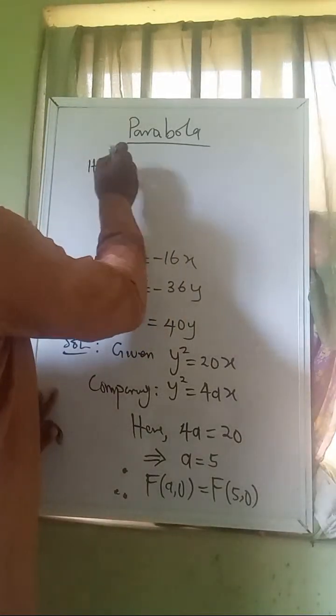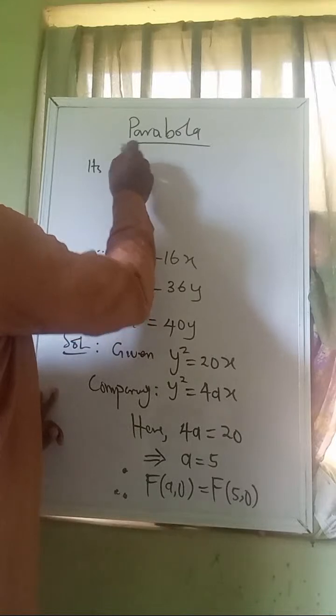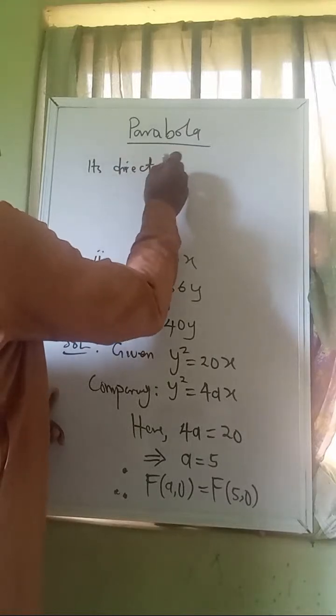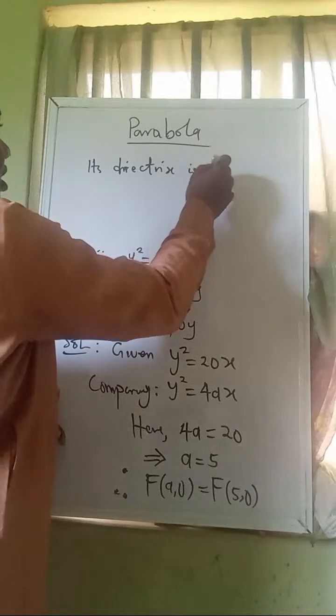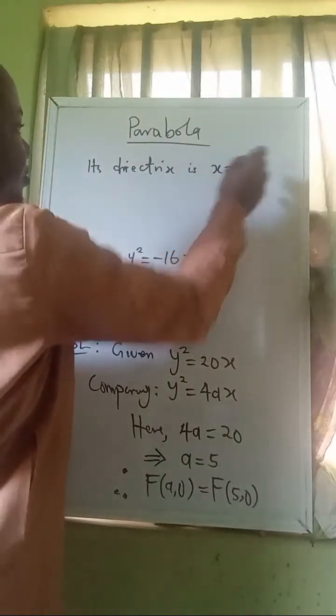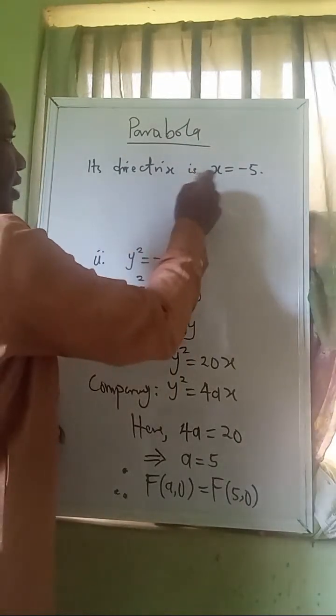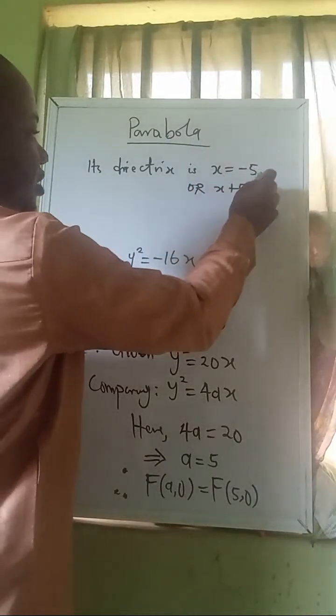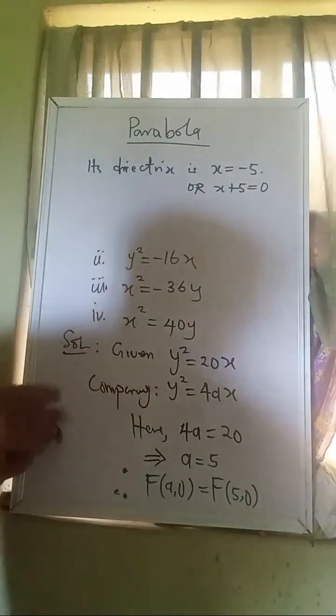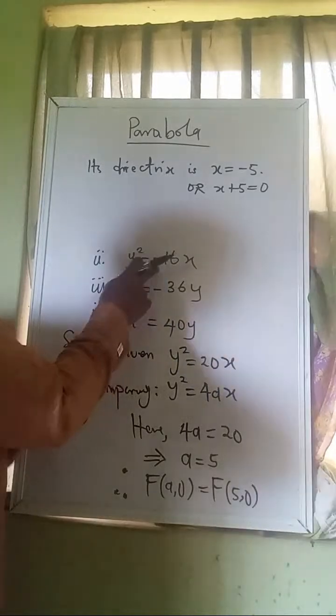So its directrix, or its line of directrix, is x equals -5. That's all. Or you can write x plus 5 equals 0. Whichever way.